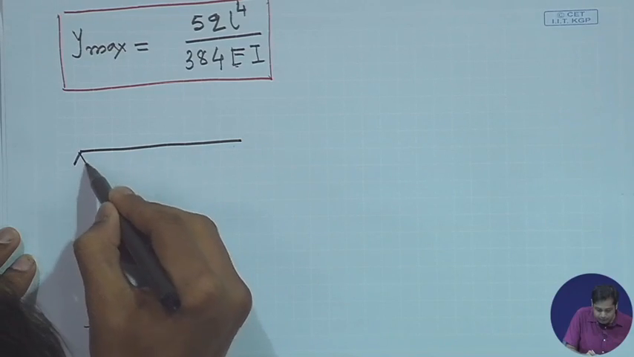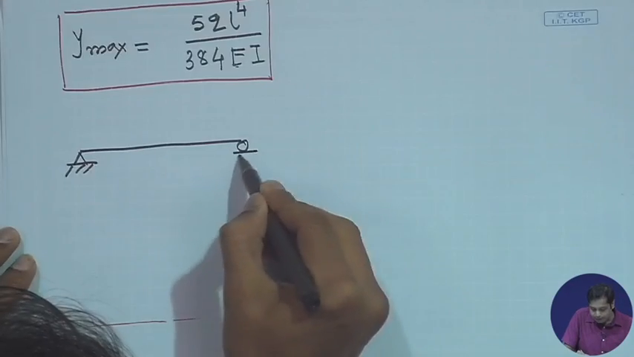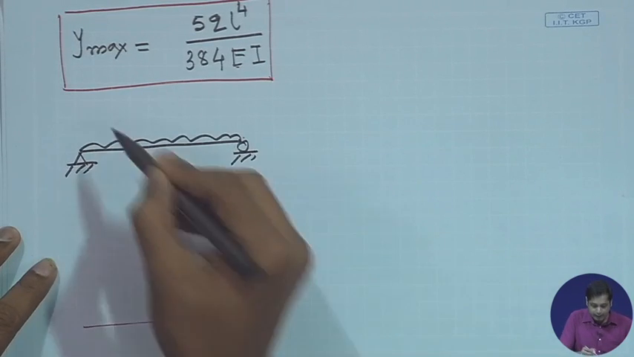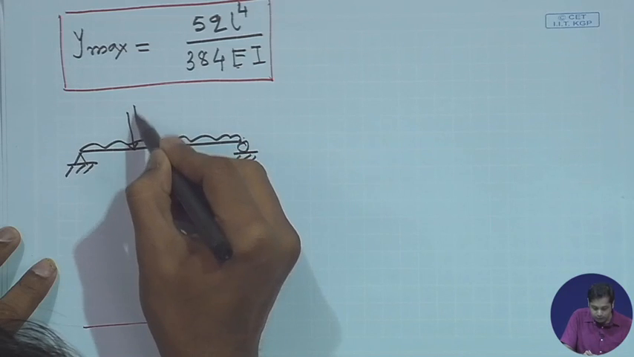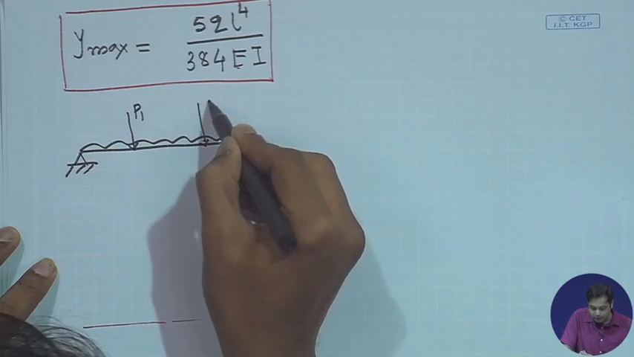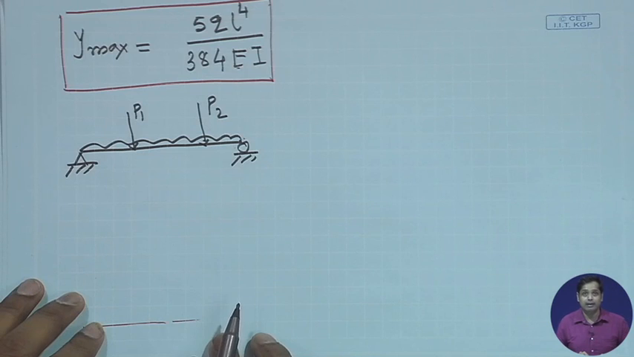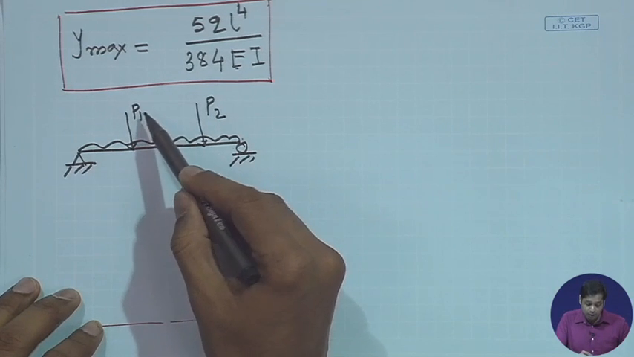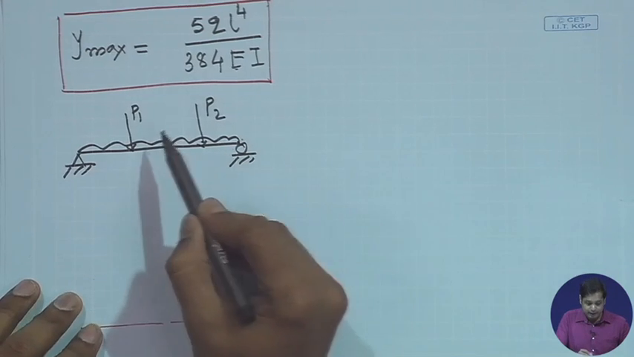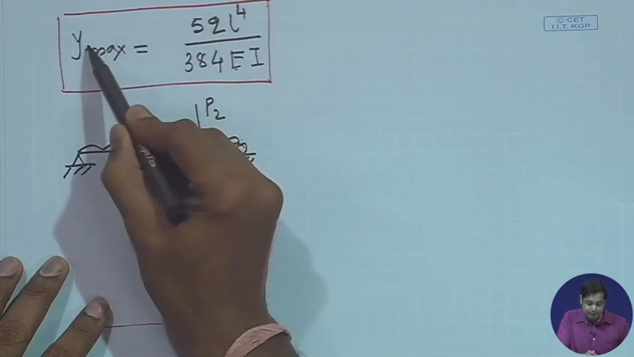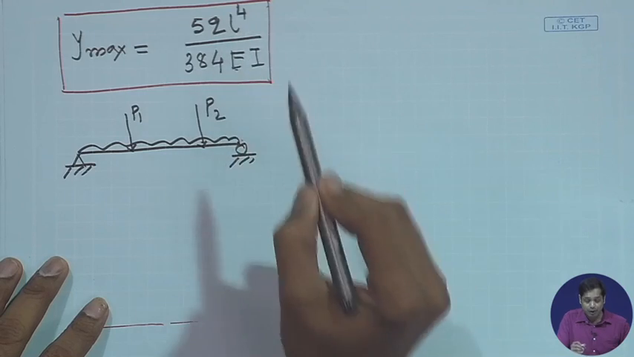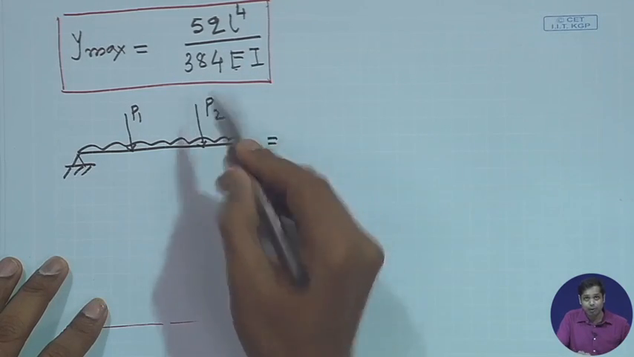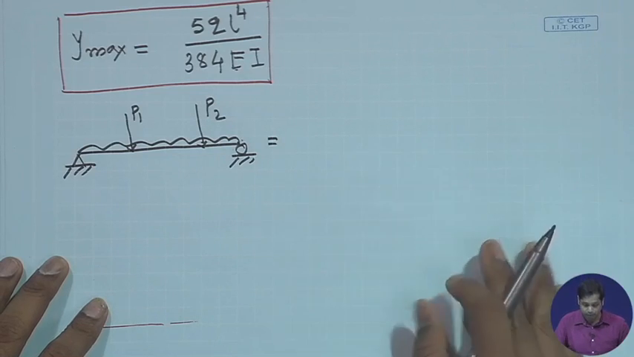So you have a problem: a simply supported beam subjected to a uniformly distributed load, and on top of this load you have some concentrated loads, P1, P2, something like this. Now, since the deflection is linearly proportional to the load, we can decompose this problem into three subproblems.